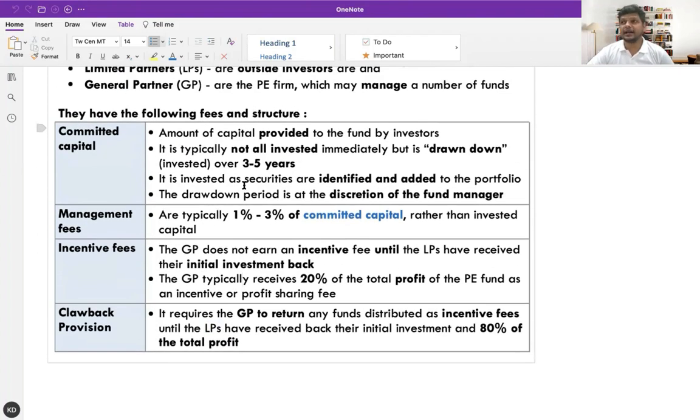So committed capital is the total capital committed by the investors. Management fee is some percentage on the committed capital, which the GP charges. Management fee will have to be paid irrespective of the performance, correct? But incentive fee is based on the performance. Whenever the fund goes above the investment, whenever the investment is paid back to the investors, anything that you make beyond that, the profit is being charged by the GP. I'll repeat how exactly that works. We will see in a while when we do the calculations. Clear? Yes.